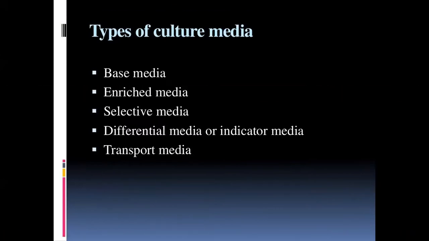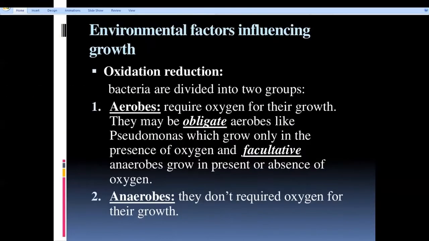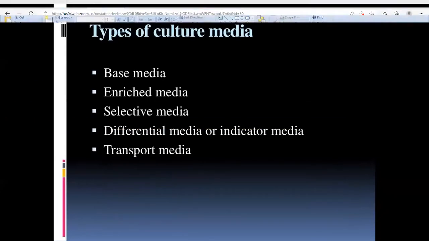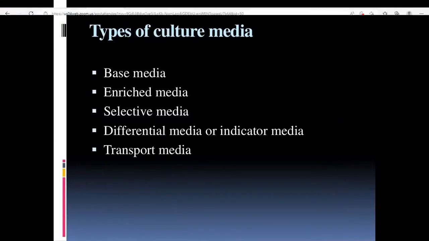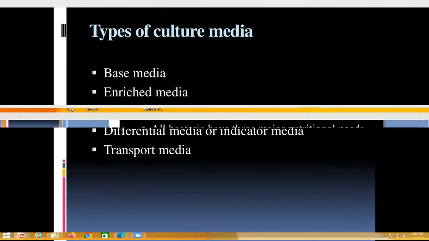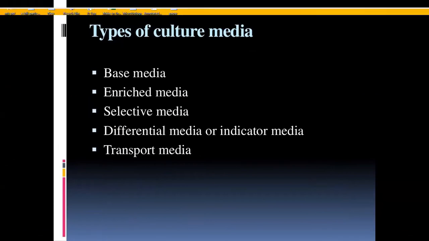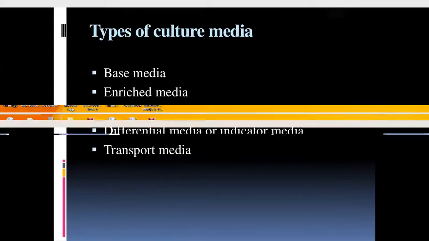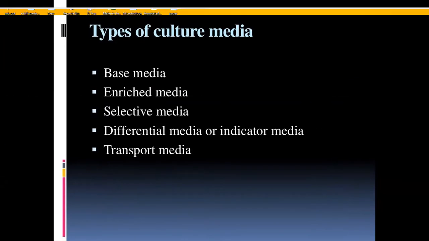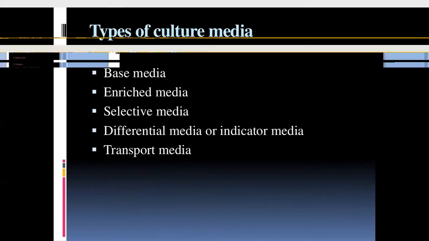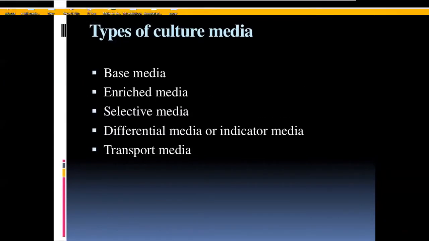What is basal media? Basal media is the basic media which can be given to the microorganisms. Like some microorganisms, they don't need much nutrients. If you just give minimum amount of nutrients, they will grow. That is basal media. And enriched media means you have to provide special nutrients. For example, if a bacteria is producing amylase enzyme, you have to provide starch in the media. Then only that bacteria will grow and it will produce this amylase. So you are enriching that media with the starch.